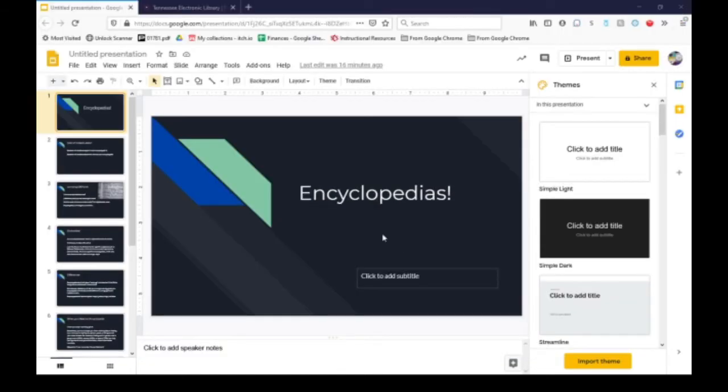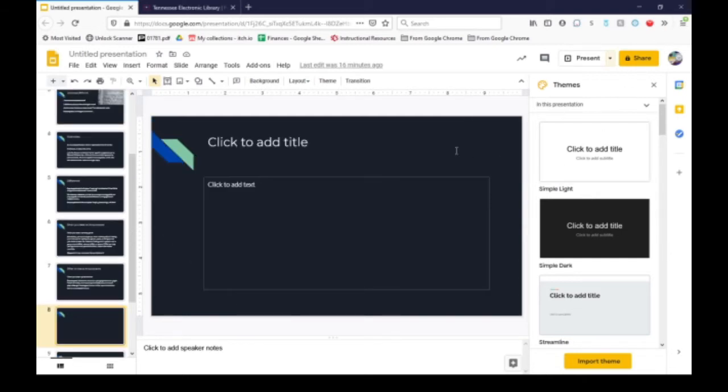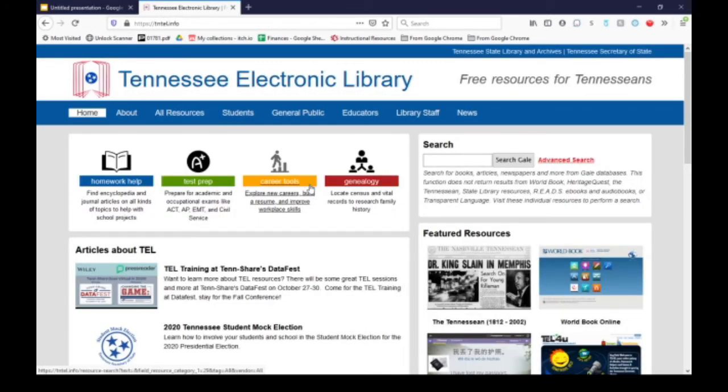We'll also use an online encyclopedia, because that's something we're going to talk about too. Print encyclopedias are great, but let's face it, things are different. This is a resource I'm going to show you now called Tennessee Electronic Library. We're going to do a little scavenger hunt using this resource, this electronic online encyclopedia.